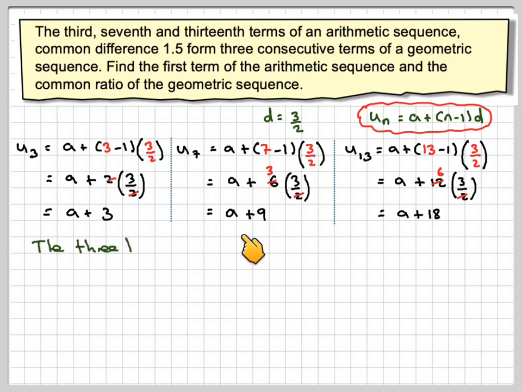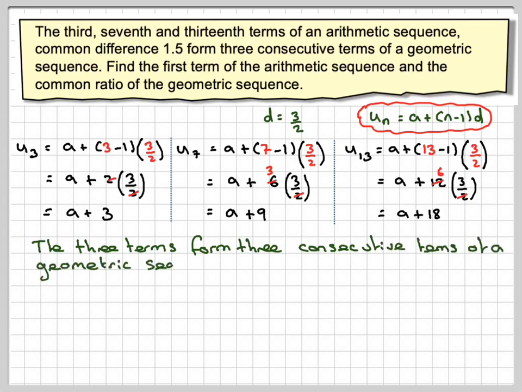Now we know that these three terms form three consecutive terms of a geometric sequence. So if we want to find the common ratio of a geometric sequence, we take two consecutive terms, we take the higher term, so this term, and then divide it by this term, and that will give me the common ratio. So r will be U7 over U3, and also r, because they're consecutive terms, will be U13 over U7.